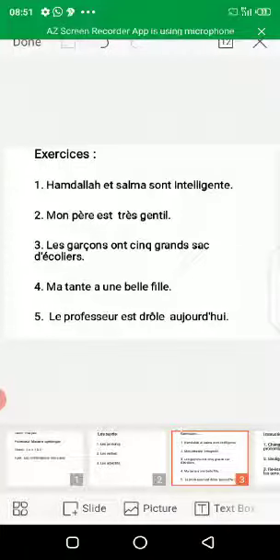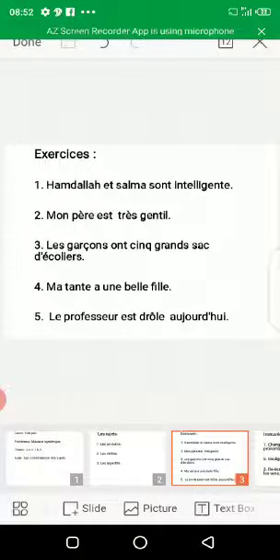Ma tante a une belle fille. Qu'est-ce que cela veut dire? Du courage. Well done. My aunt has a beautiful daughter.